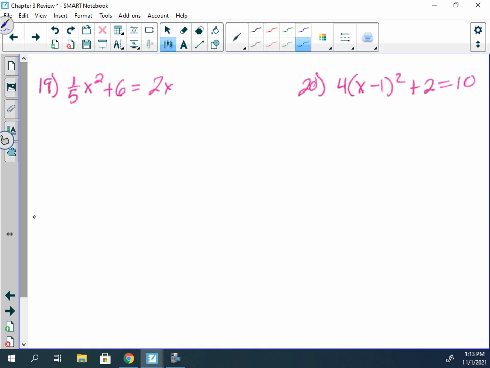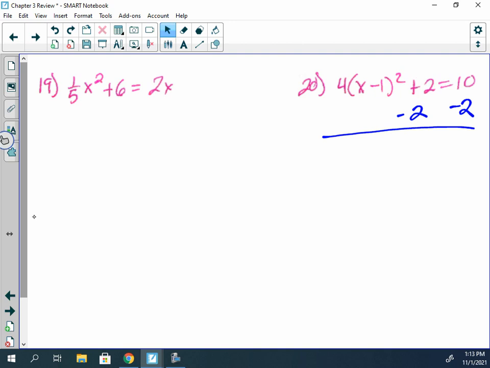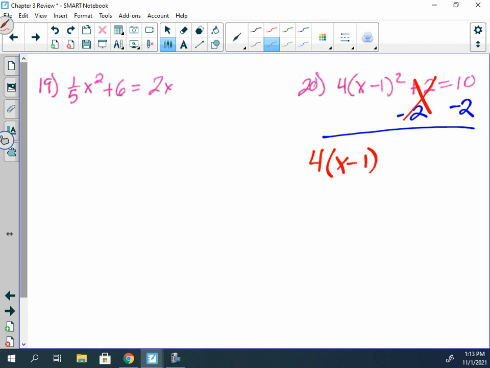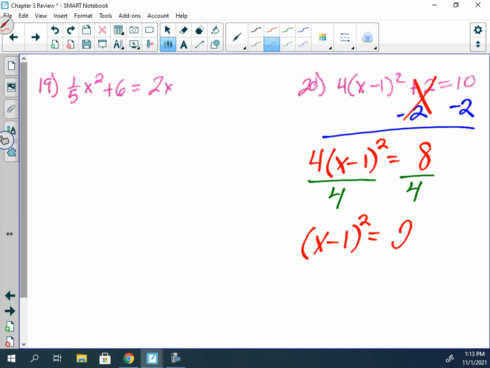The first thing we can do is get the set of parentheses by itself. So we can subtract 2 from both sides, because these would cancel, leaving us with 4 parentheses, x minus 1 squared is equal to 8. Now again, the parentheses aren't by themselves, so we would divide both sides by 4, which is just telling us that x minus 1 squared is equal to 2.